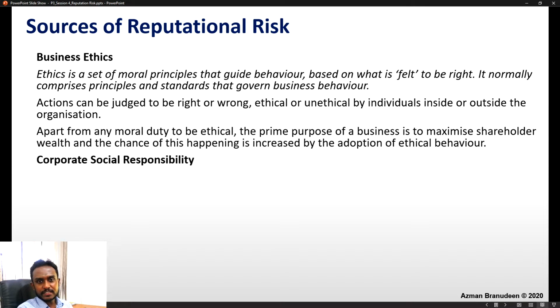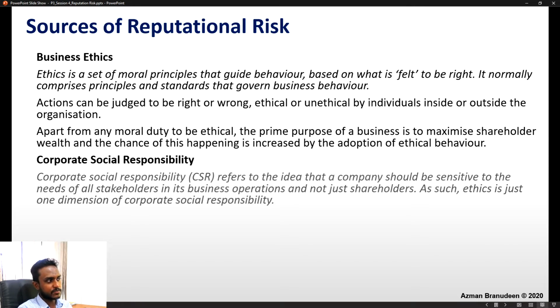Then you have the corporate social responsibility, the CSR aspect. CSR refers to the idea that a company should be sensitive to the needs of all stakeholders in its business operations and not just shareholders. As such, ethics is just one dimension of corporate social responsibility.